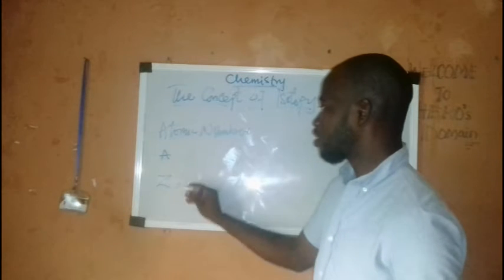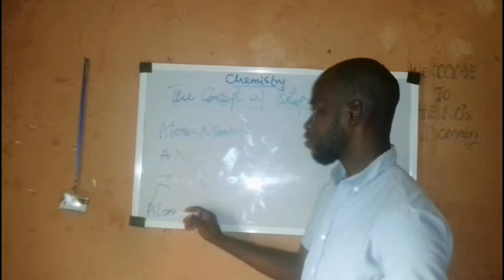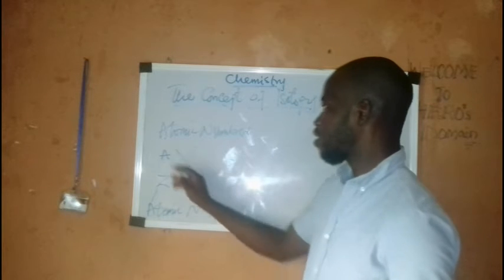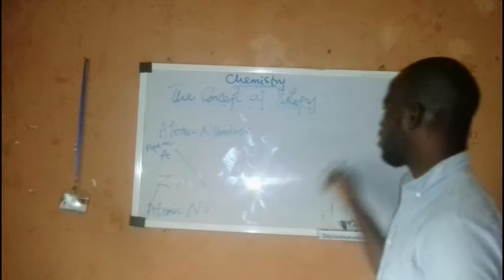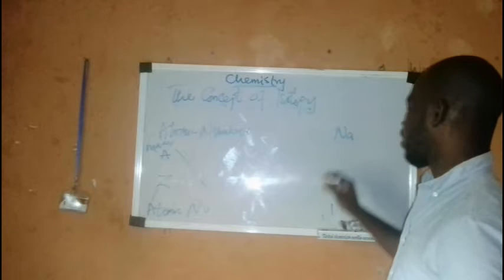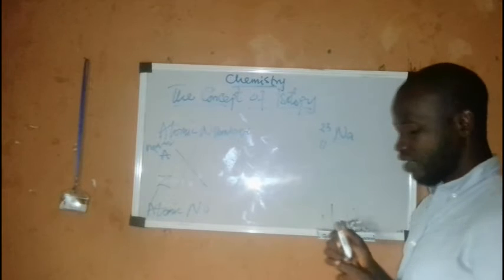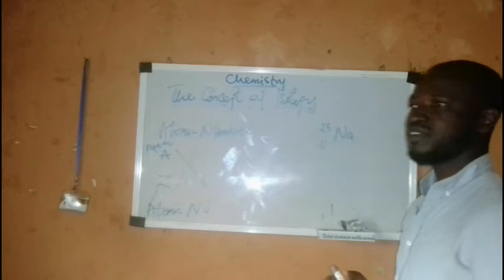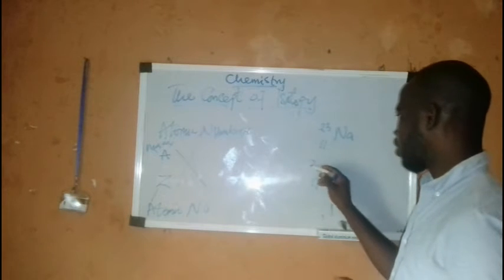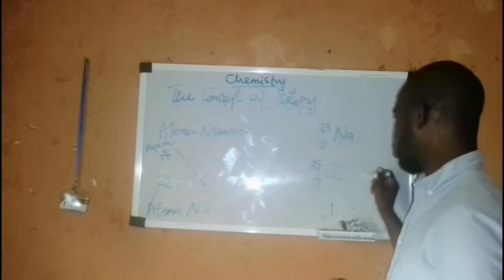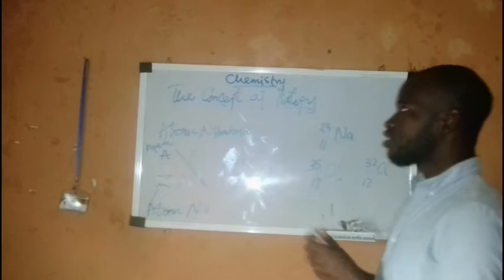Now, the element is denoted by X, with Z as the atomic number and A as your mass number. So if you have the atom of sodium, this is atomic number 11 and mass number 23. Now if you have chlorine, we have atomic number 17 and mass number 35. Chlorine has an isotope, so also chlorine 37, 17. Alright, I believe this is understood.